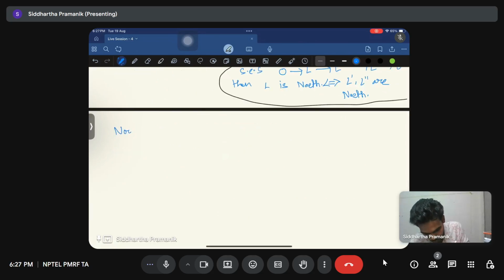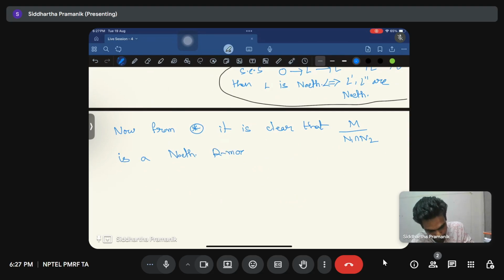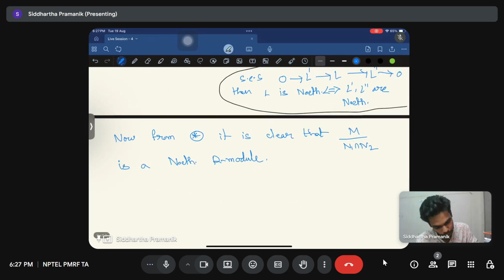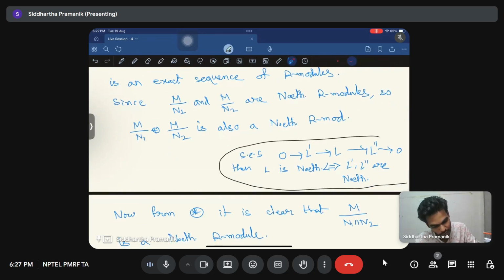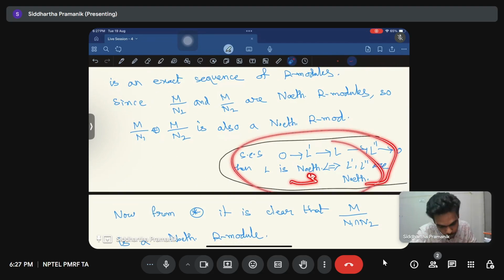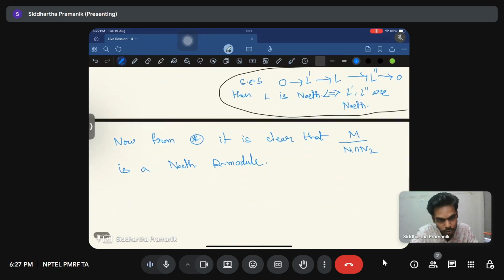So now from star, it is clear that M mod N1 intersection N2 is a Noetherian R module. So we are just basically using this fact. Try to prove this on your own, or you may refer to any standard text. This is also very easy.